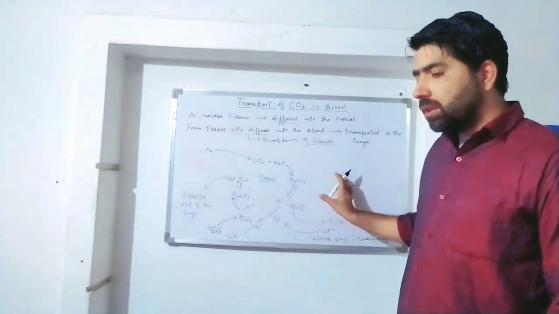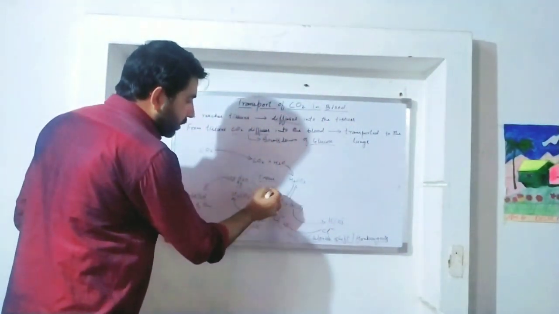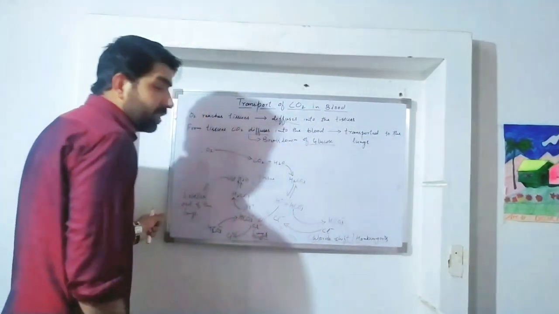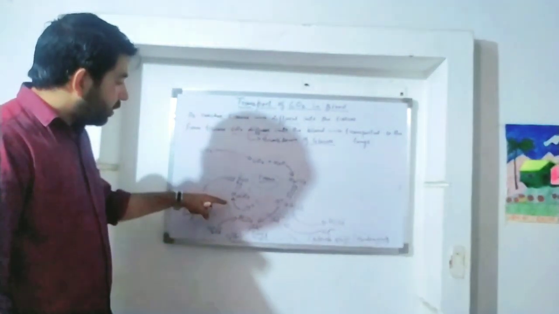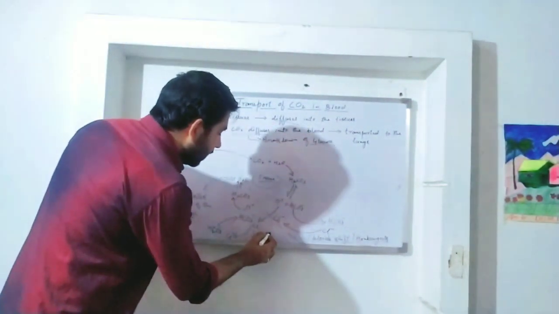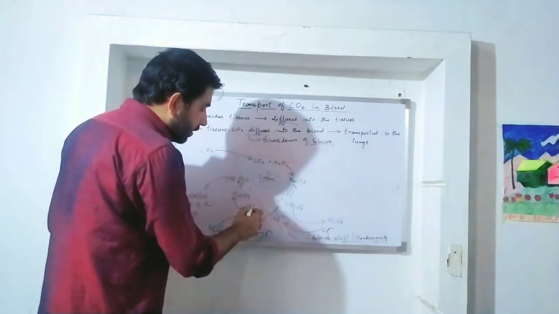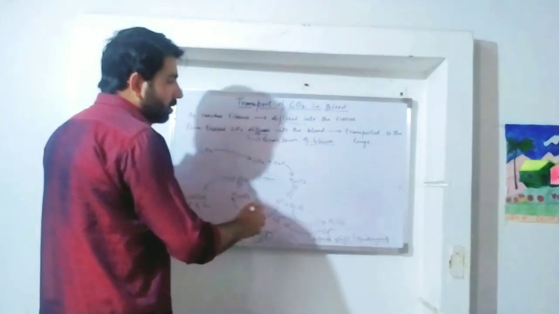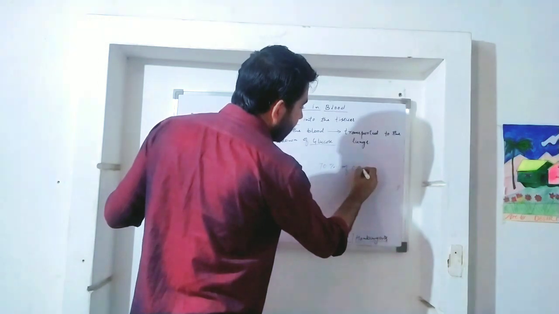Now this whole phenomenon takes place at two levels. First level occurs in the tissues, and second occurs in the lungs. So we can divide the transport of carbon dioxide as bicarbonate ions in two regions: first the tissue, and second the lungs. The reactions which take place in the tissues are reversed when the blood reaches the lungs. This whole process involves the transport of about 70% of carbon dioxide.